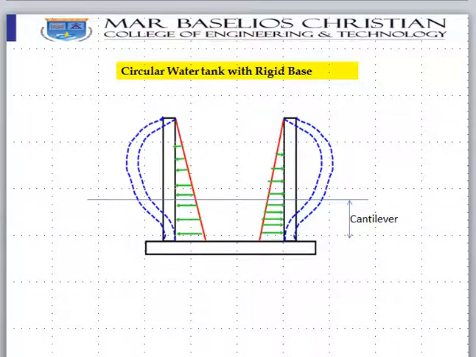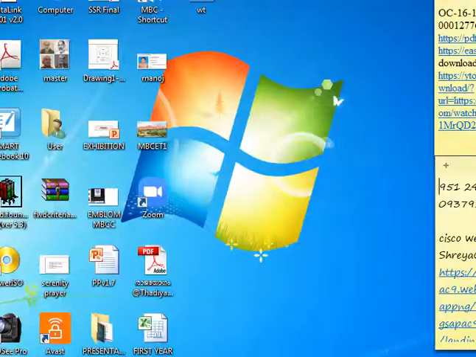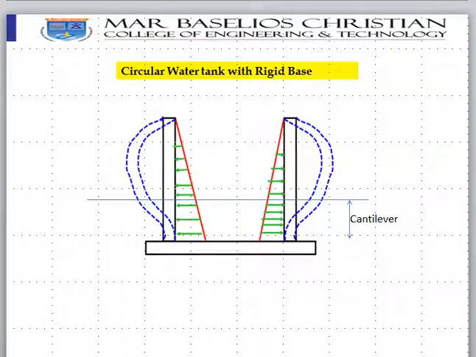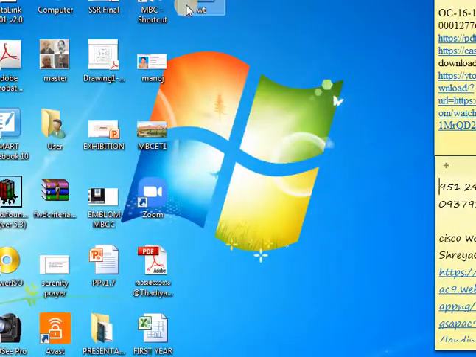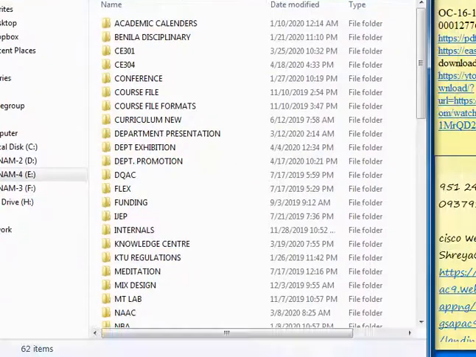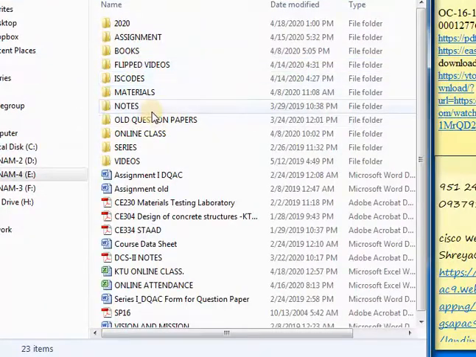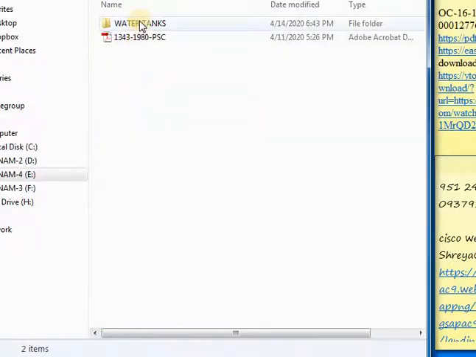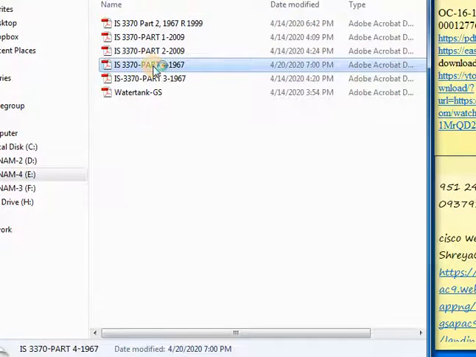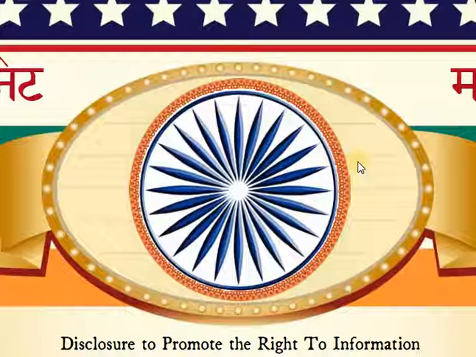And we need to use IS 456 and IS 3370 Part 4, which is the one we use for the design of water tank. So let me pull out these IS codes. This is not IS 3370, so that I will be using it. Taking out the values.